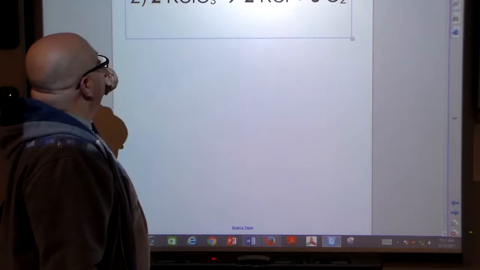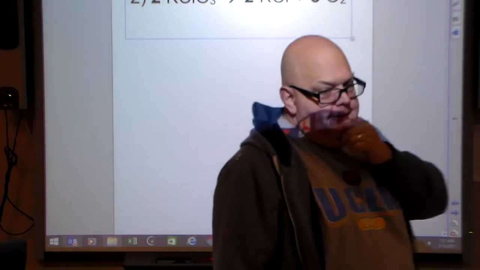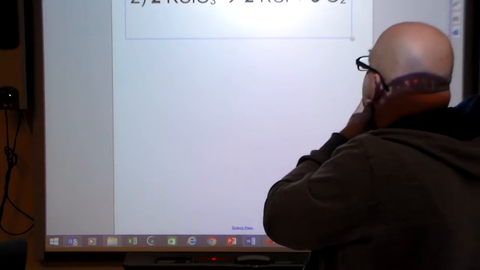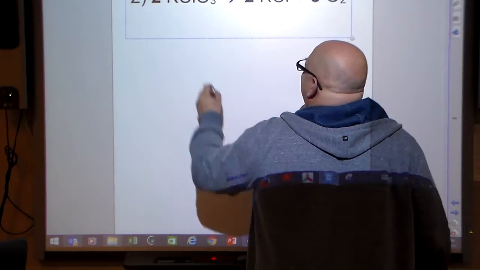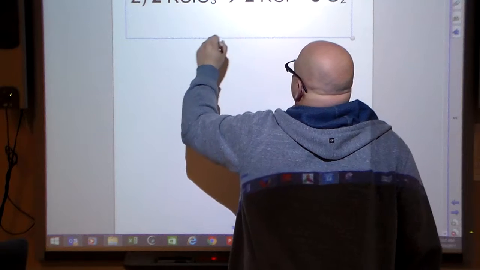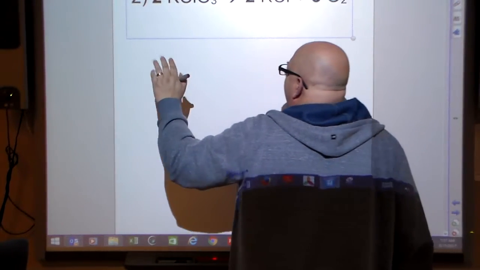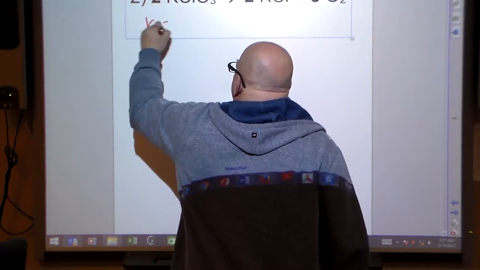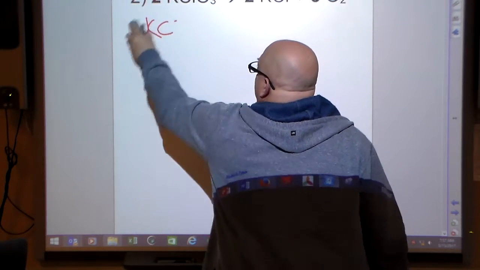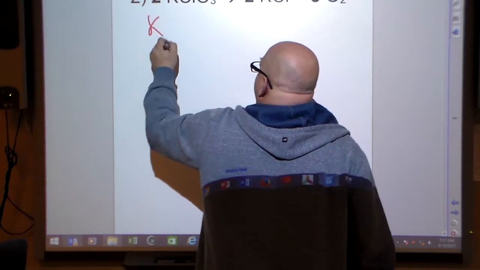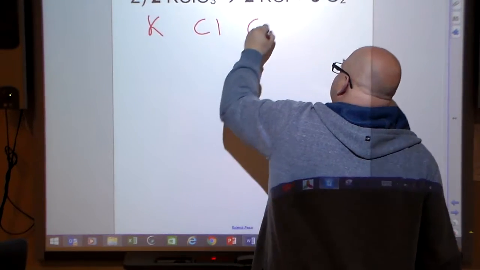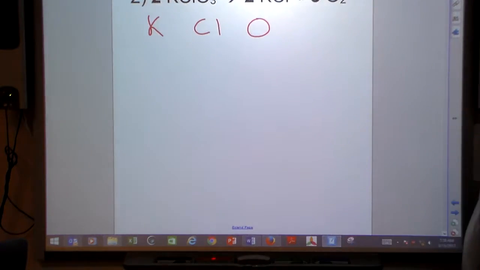Let's try another one. This one, there's a couple of things I can think of right away, and I noticed that I have got three things. I have K, oops, no, let me erase that, sorry. Let's try that again. I have K, I have Cl, and O.